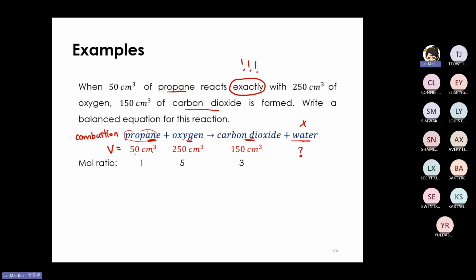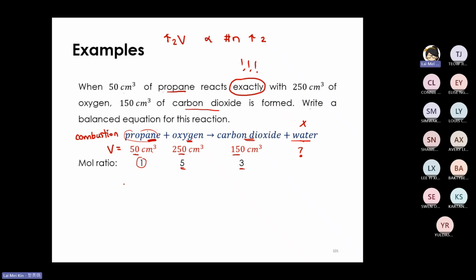Why do we use the volume of the gases? Because Avogadro's law says that volume is directly proportional to the number of mole. If the volume increases by 2 times, the number of mole will increase by 2 times as well. So if I have the volume here, I can then find the mole ratio. What is the ratio that they react, all the gases? How do you find the ratio? Just divide by the smallest as usual. The smallest is 50. So 50 divided by 50, you get 1. 250 divided by 50, you get 5. 150 divided by 50, you get 3.